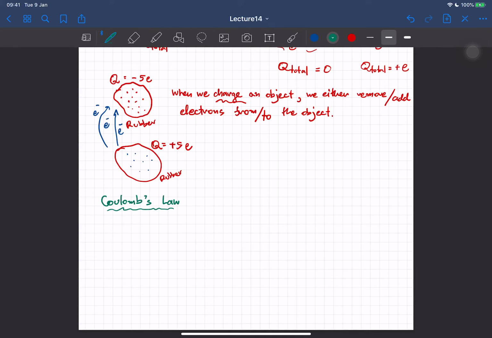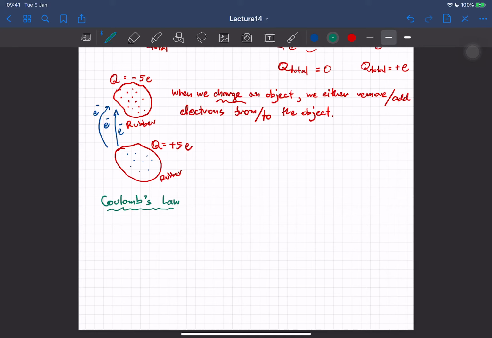So Coulomb is the name of, I think, a French physicist. And the name Coulomb is what we use for the unit of charge. Okay, so we use a lot of scientists' names as units of physical quantities just to honor them. Like Newton, Pascal, joules, watt. Those are all names of scientists.